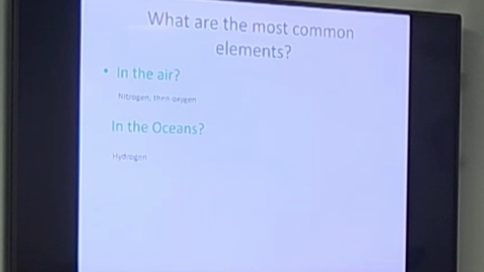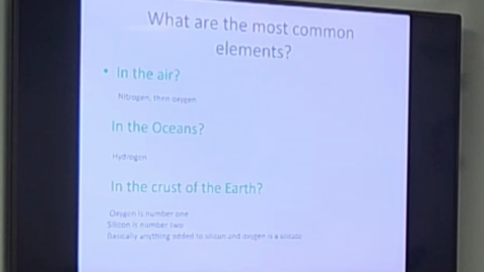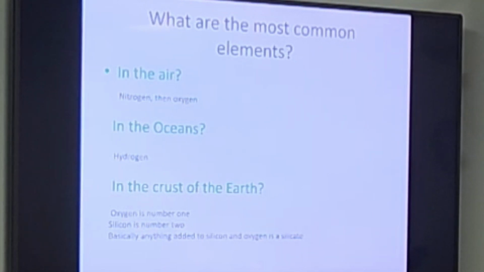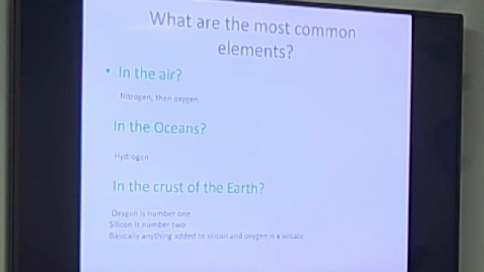All right, and what about in the crust of the earth? What's the most common element? Oxygen. And then comes silicon, number 2. And basically anything else added to that is a silicate. So we finally got to where silicates are. Silicates are based on the most common elements in the crust of the earth, and therefore they're going to make the most common minerals.